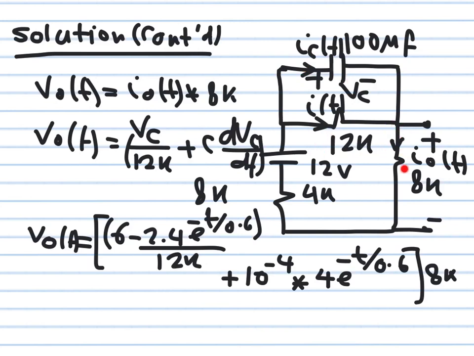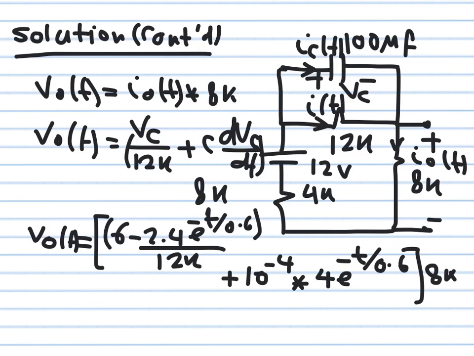So the current flowing through this 8 kilo ohm is nothing but Ic of t plus I of t. This one here is C dVc by dt, and this one here is Vc over 12K. And when you sum these two currents, you obtain this current here I naught, you multiply it by 8K, and you get V output of t. I did not simplify it, I simply wrote the two terms.